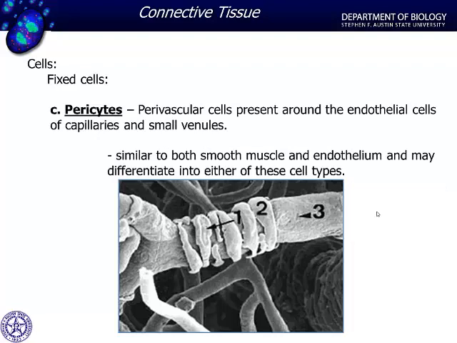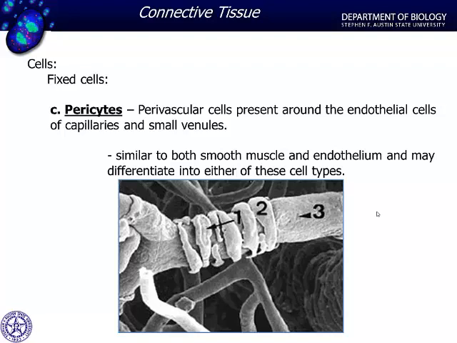Our third type of fixed cell are referred to as pericytes. Now, pericytes are going to be on the periphery, and I believe that's where this name came from, and they're going to be around blood vessels. So we refer to them as perivascular, vascular referring to the blood vessel. And you're going to find these around capillaries that only consist of one layer of simple squamous epithelium. That would be our epithelial classification, but our identification is endothelial cells. Capillaries are only one endothelial layer thick.